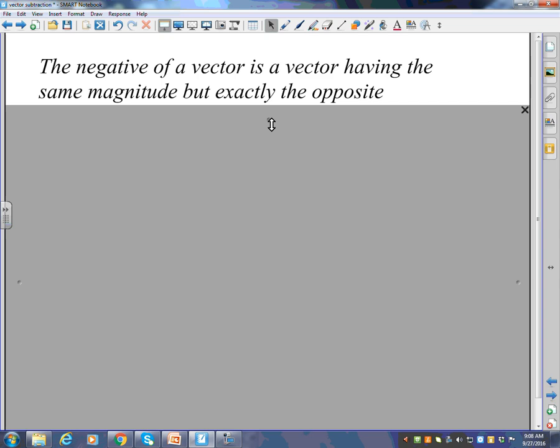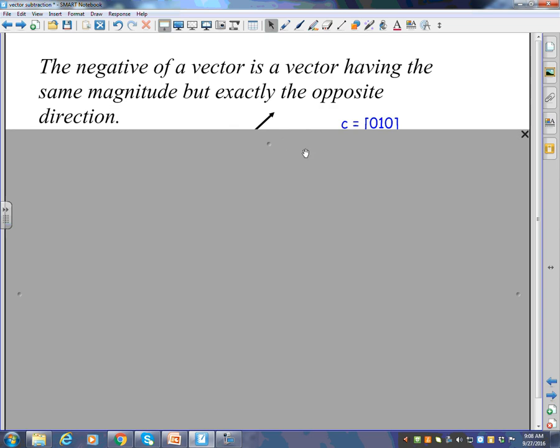What is the negative of a vector? What does it mean to be the negative vector? It's a vector having the same magnitude, but exactly the opposite direction. The negative vector is a vector having the same magnitude, but exactly the opposite direction. A complete 180, if you will. It's actual math.